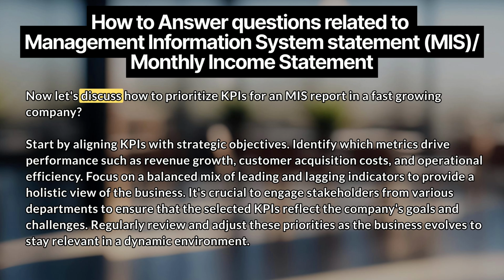Now, let's discuss how to prioritize KPIs for an MIS report in a fast growing company. Start by aligning KPIs with strategic objectives. Identify which metrics drive performance, such as revenue growth, customer acquisition costs, and operational efficiency. Focus on a balanced mix of leading and lagging indicators to provide a holistic view of the business. It's crucial to engage stakeholders from various departments to ensure that the selected KPIs reflect the company's goals and challenges. Regularly review and adjust these priorities as the business evolves to stay relevant in a dynamic environment.